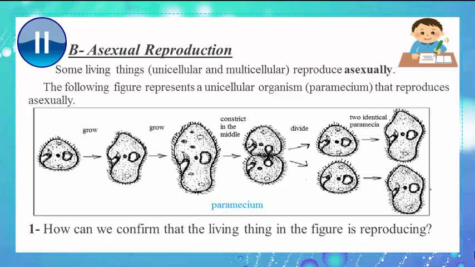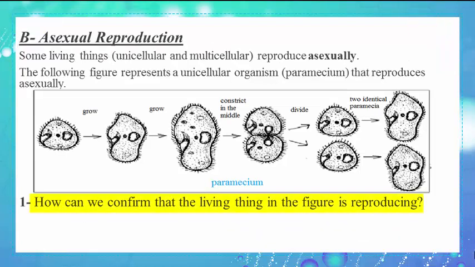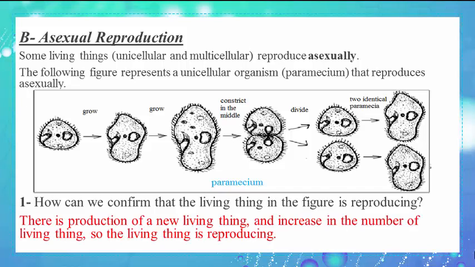Now, please pause the video and solve numbers 1, 2, and 3. Number 1. How can we confirm that the living thing in the figure is reproducing? If we remember the definition of reproduction, it is the production of a new living thing. And in this figure, there is production of new living thing. Also, the number of living things increased. So, there is production of new living thing and increase in the number of living things. So, the living thing is reproducing.